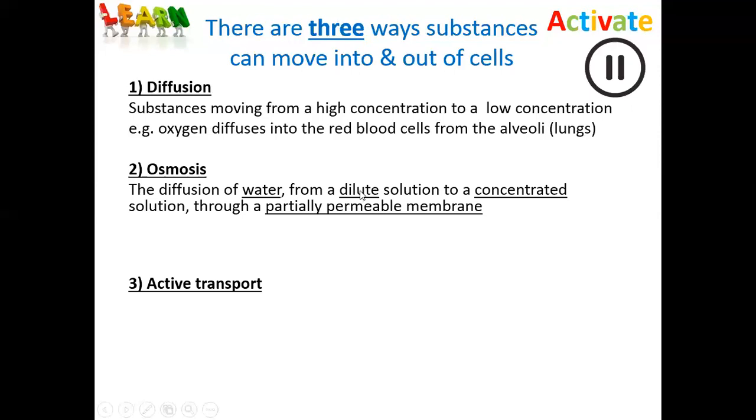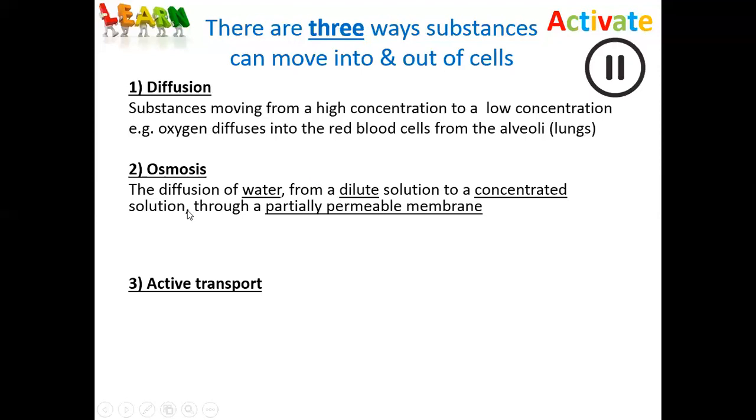So dilute means something that's very watery. So when you make yourself a glass of cordial, you dilute it by adding water. So a dilute solution is one where there's lots of water. A concentrated solution is the opposite. Concentrated solution is like the Vimto before you've diluted it. So concentrated just simply means where there's not very much water.